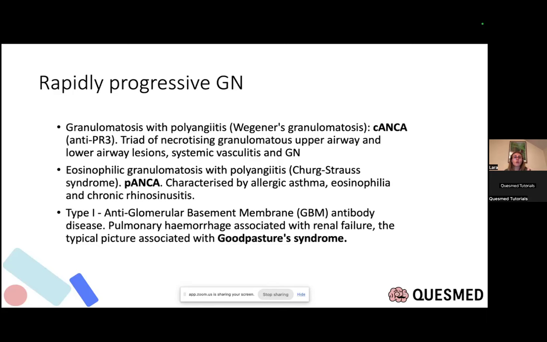GPA, why it's not that in the last question, is because you didn't get a convincing history of upper or lower airway involvement. You had your hemoptysis, but it would usually say sinusitis, or a saddle nose deformity because you lose the collagen there. You get a systemic vasculitis, they can get a rash, and then, like we said, the rapidly progressive glomerulonephritis. Your EGPA, that's your allergic asthma. They'll probably give you an eosinophil count, and again you get this sinusitis picture, which is more common in EGPA. And then with Goodpasture's, you don't really have any of those other vasculitic symptoms. You just have pulmonary renal failure. Does that make sense? Any questions on that?